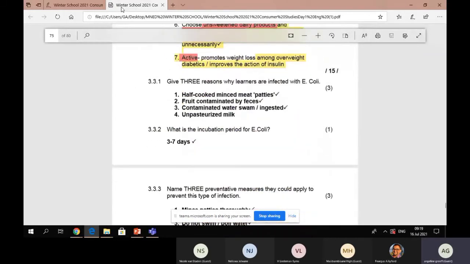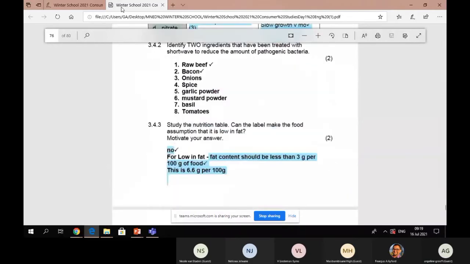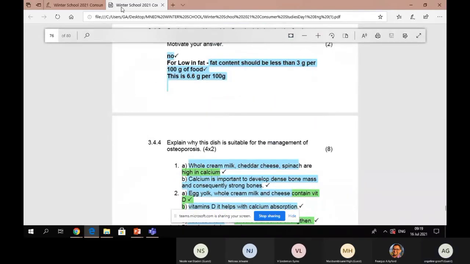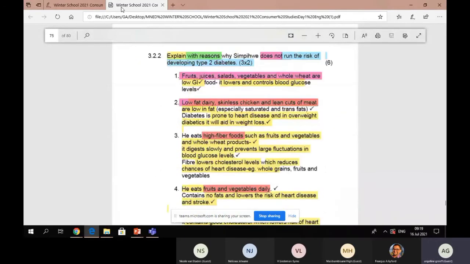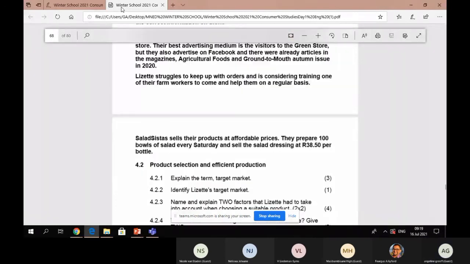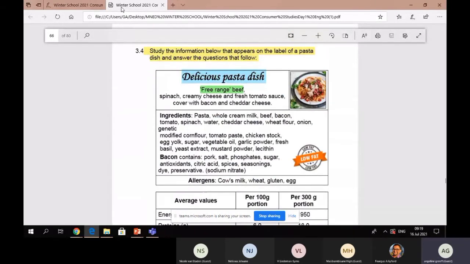Just want to find it. Okay, I'm going to go up to the question first because there's some information. Okay, here we go. You'll see it says study the information below that appears on the label of a pasta dish and answer the questions that follow.